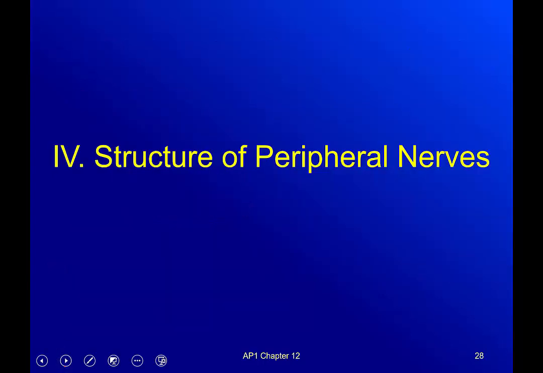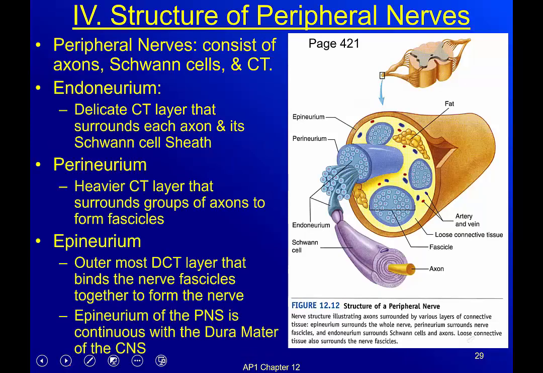So, we've been talking about the spinal cord and how the spinal cord works. Now we're going to talk about the peripheral nerves. Okay, so the things coming off of your spinal cord. Your nerves, the peripheral nerves that are in your body, consist of axons, Schwann cells, and connective tissue. It's not just one neuron.